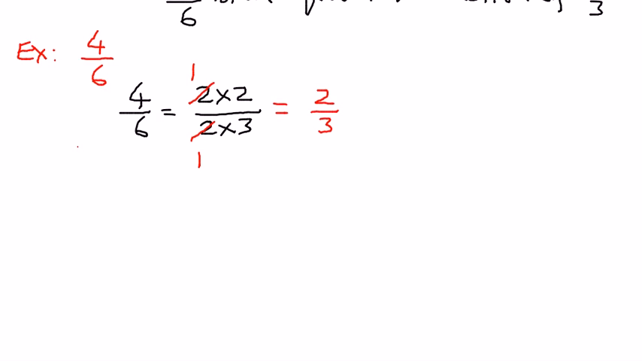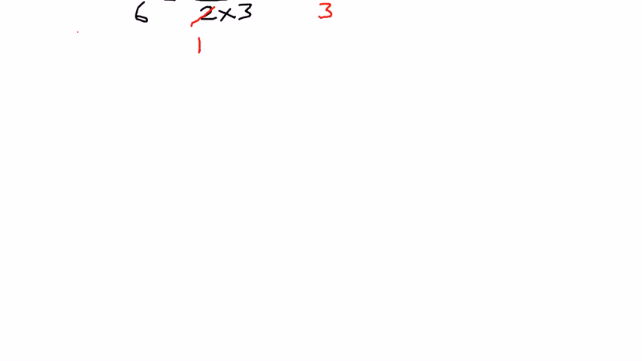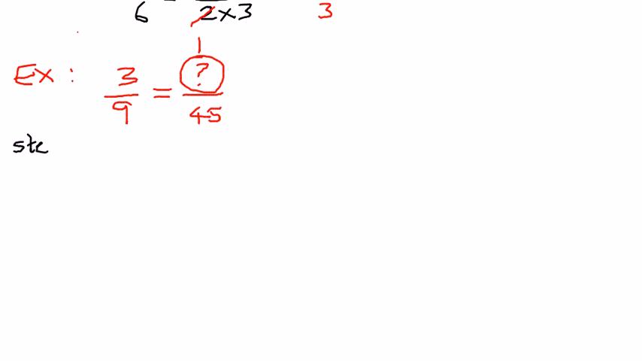So 2/3 is an equivalent fraction of 4/6 in this case. Let's look at another example. In this example, write an equivalent fraction with a given denominator. If we have a fraction like this, 3/9 is equal to what number divided by 45? We want to know what that equivalent fraction should be. So let us write this in different steps.